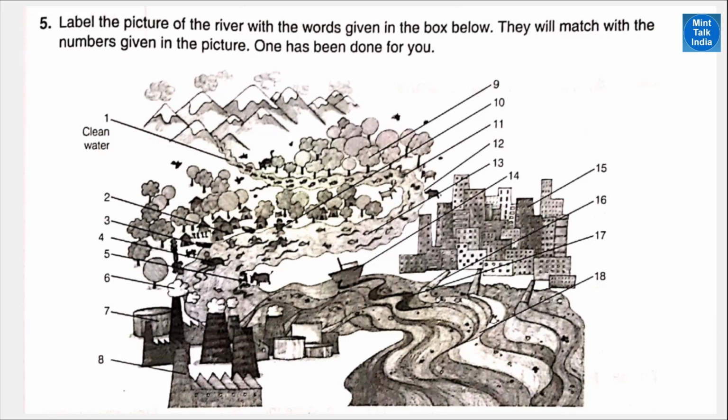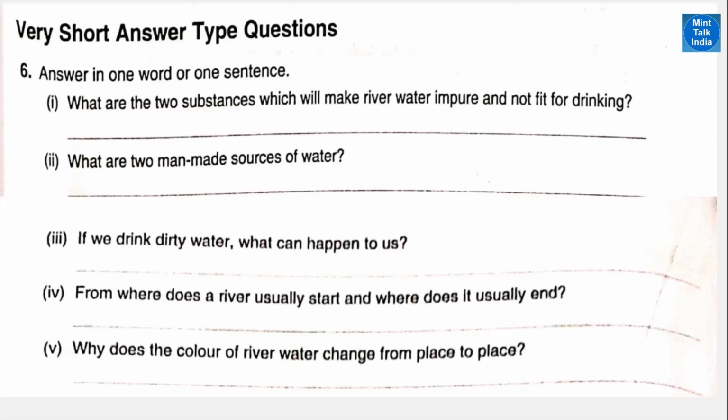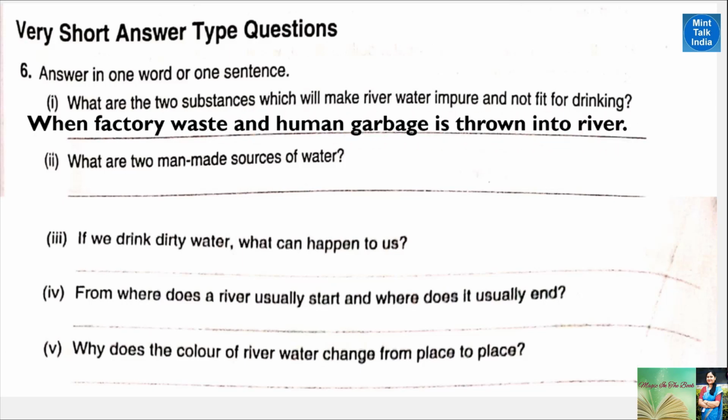Question number 5, see the picture and answer the following questions. Number 1, what are the two substances which will make the river water impure and not fit for drinking? If factory waste and human garbage is thrown into the river, the water will be polluted.